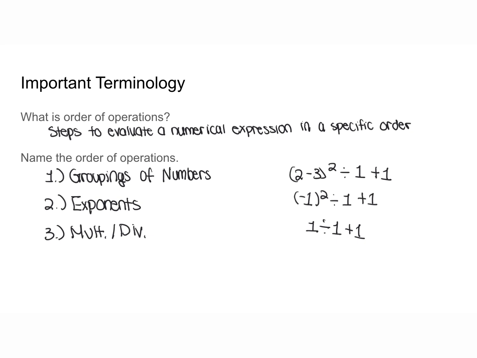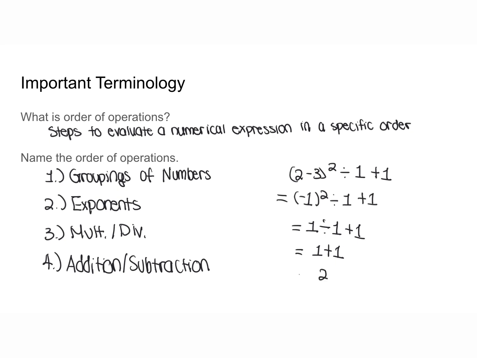Then we have multiplication or division. That means one or the other. It means one can be performed or the other can be performed. If both are there, it doesn't really matter which one you do first, but I would say you always want to go from left to right. So in this case, we only have division. We have 1 divided by 1, which is 1. So we have 1 plus 1 now. And then the last thing is we have addition or subtraction. So we're going to add, and we have 2. And that's an example done.